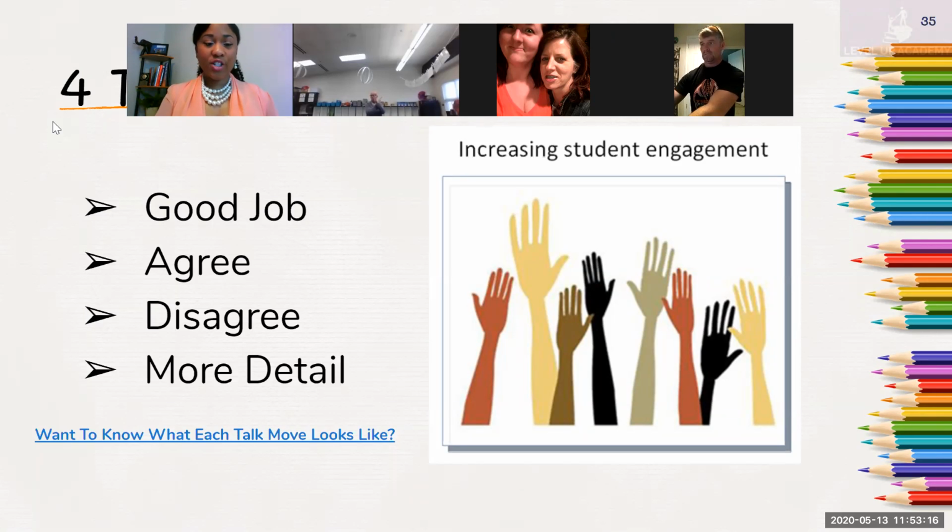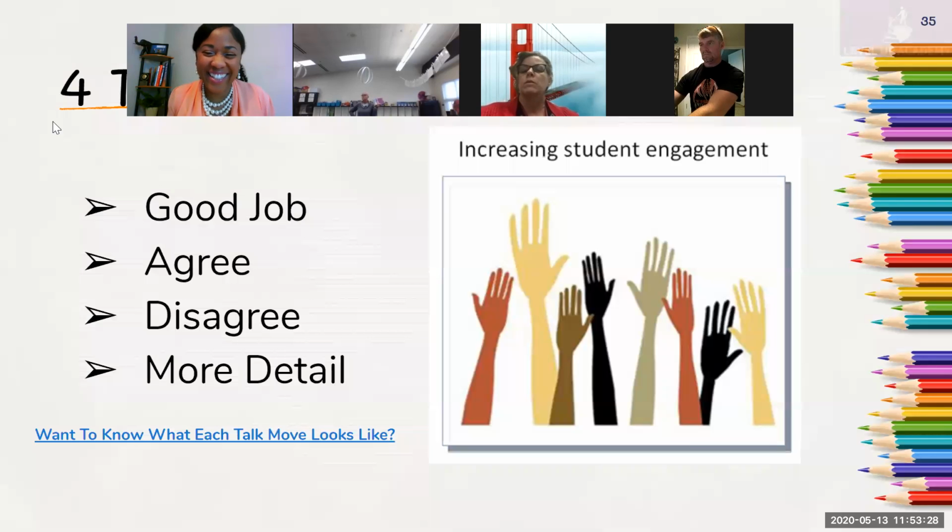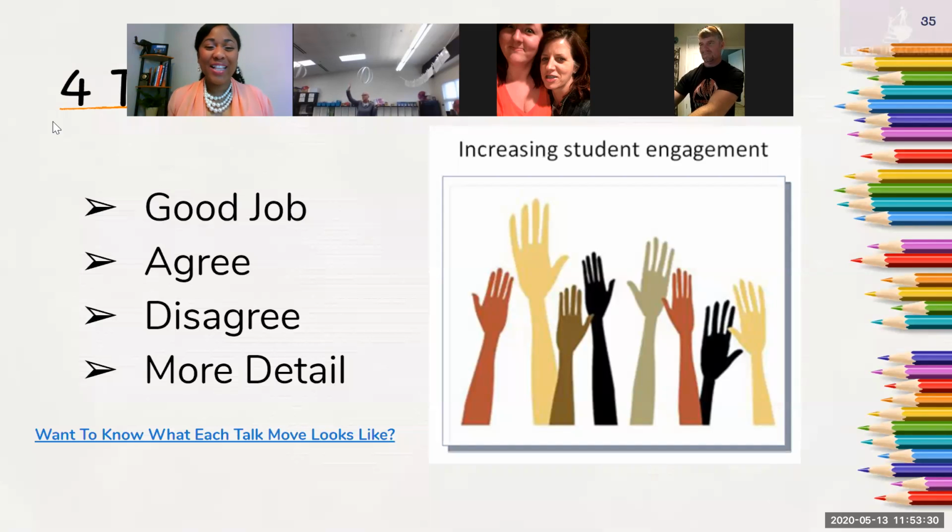The last one I wanted to show you all today is more detail. Raise your virtual hand if you have called on a student. You're just so excited that they're participating, and then they say something and you're like, that's it. So what this does is it prompts them to give more, dig deeper. We simply roll the hands. You ball your fist and roll them. This is like, ooh, I need you to dig a little deeper.